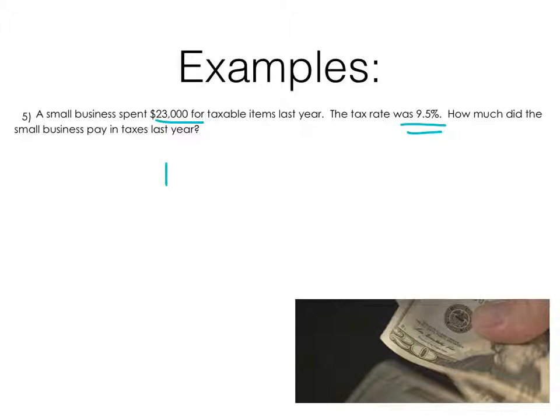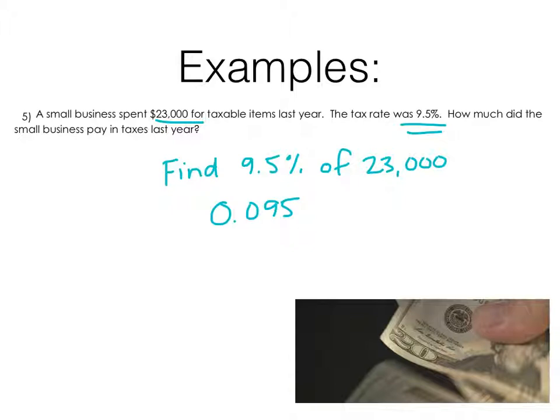Okay. Find 9.5% of 23,000. Okay? So again, I like to change it to a decimal. When I have a calculator, which in this class is pretty often, that tends to be an easier way to do the problem. So I'm going to multiply 0.095 times 23,000. I get $2,185.